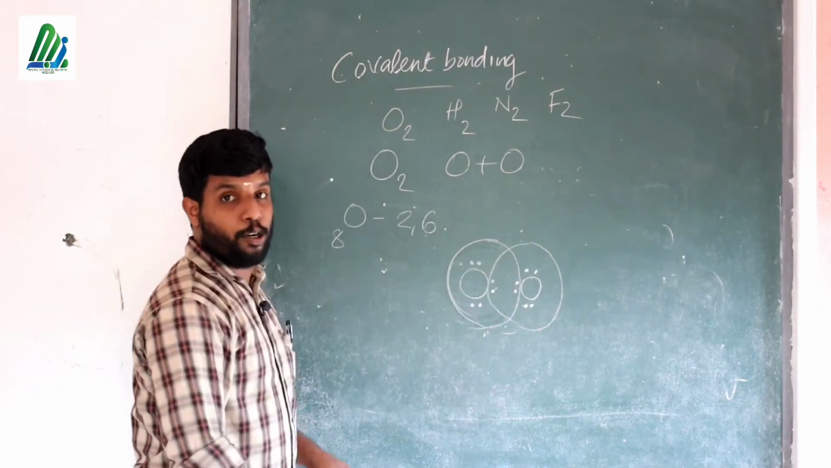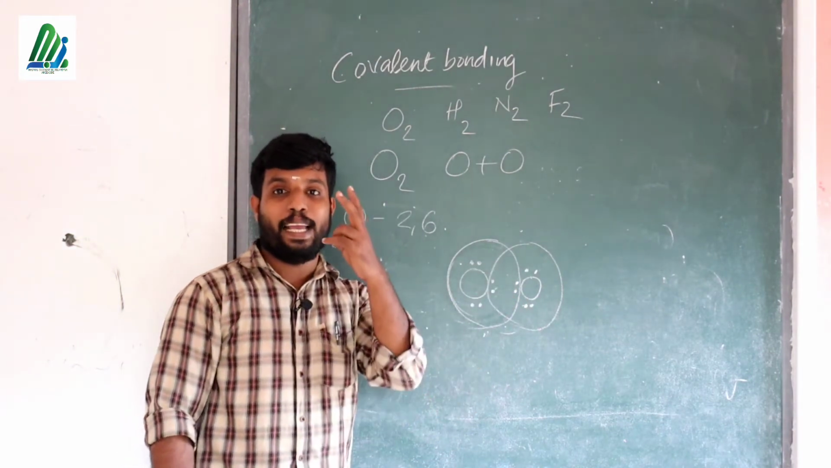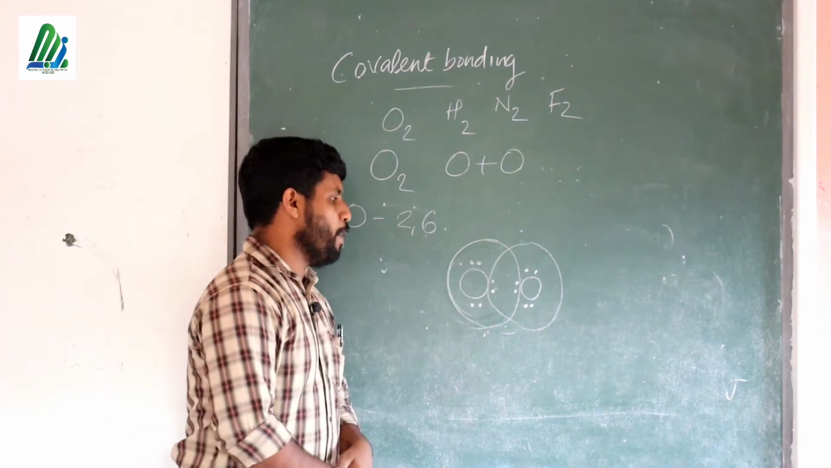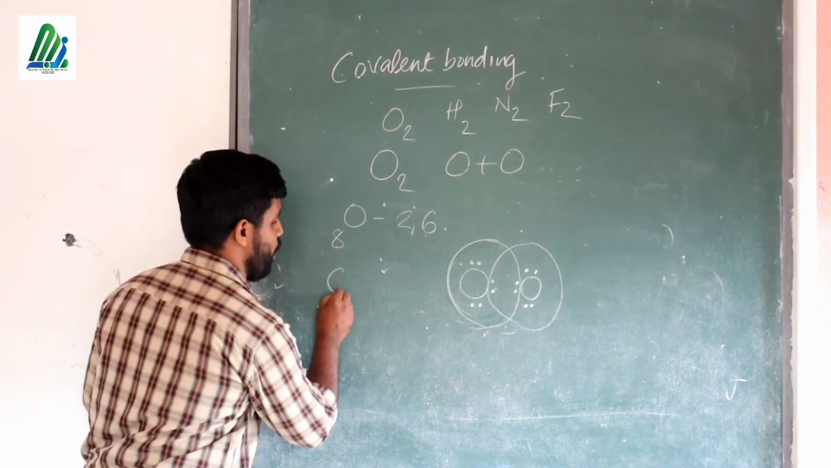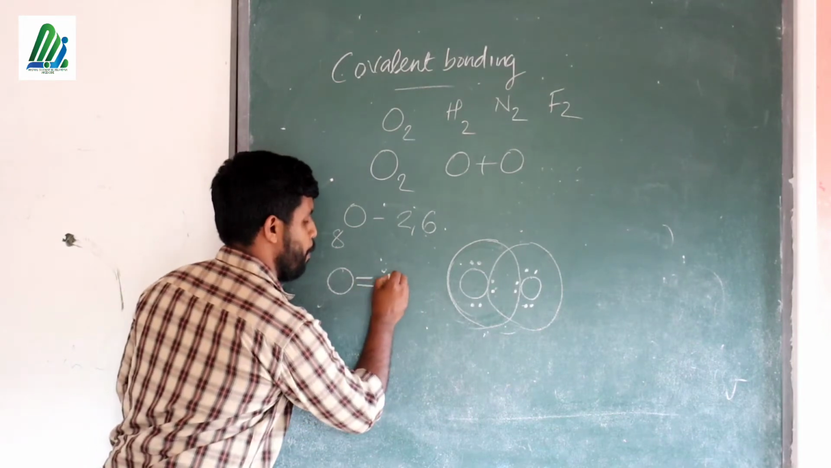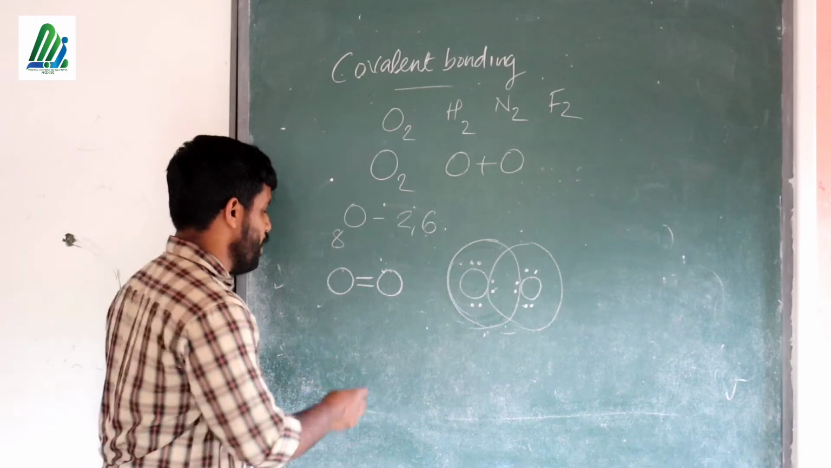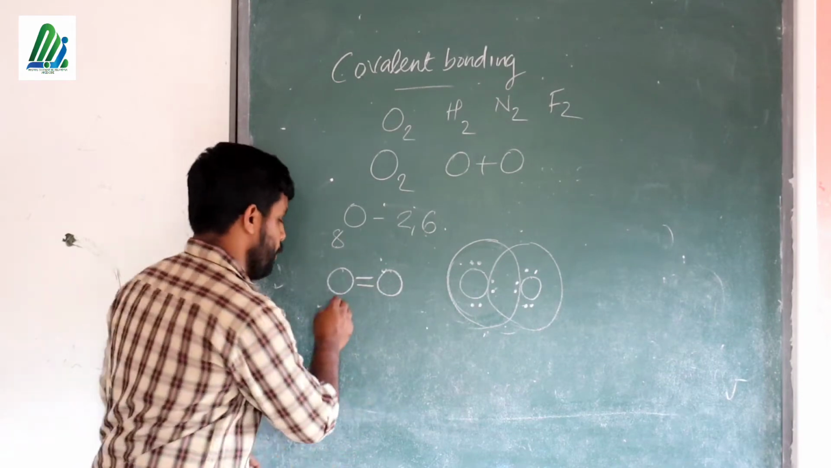So how many electrons did they share? 4 electrons. 4 electrons means they shared 2 pairs of electrons. How can you represent it? O double bond O. 2 pairs, 1 pair, another pair. So it is known as what? Double bond.